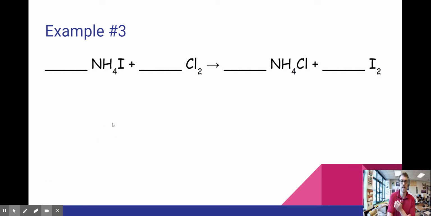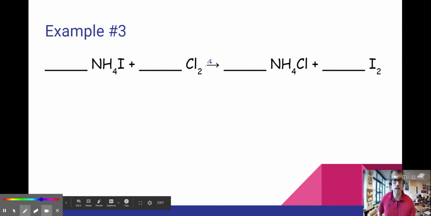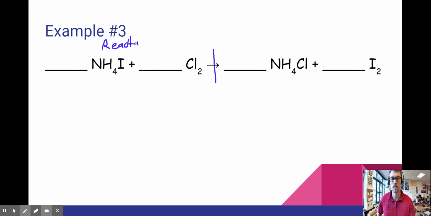Okay, with this example, right, we've got to pay attention a little bit to our subscripts, all right? Again, let's start off by splitting things apart. Reactants and products.